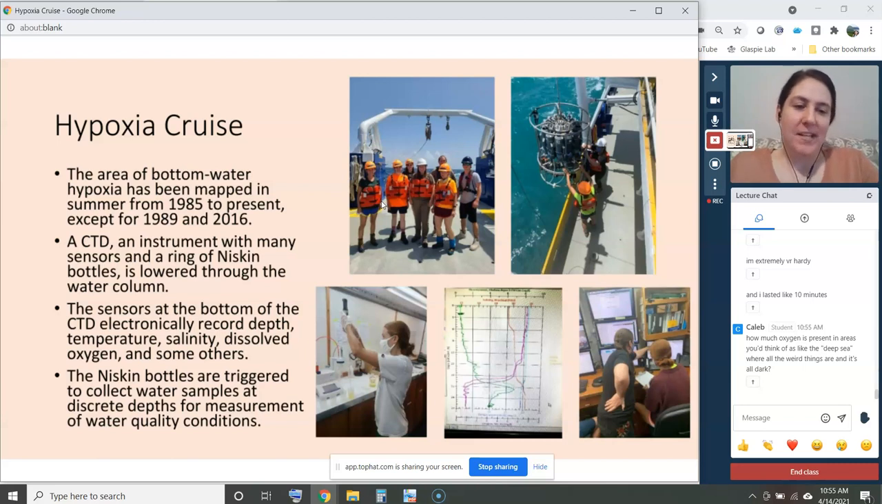How much oxygen is present in areas you'd think of as the deep sea, where all the weird things are, and it's all dark.